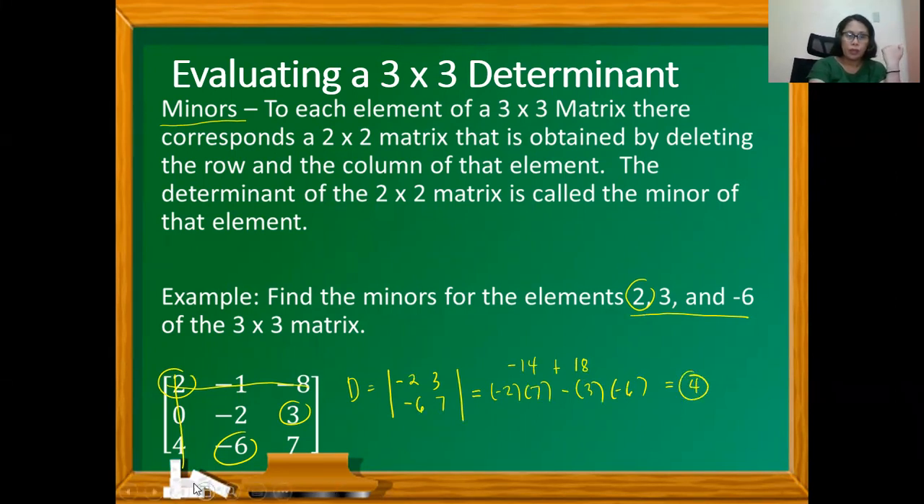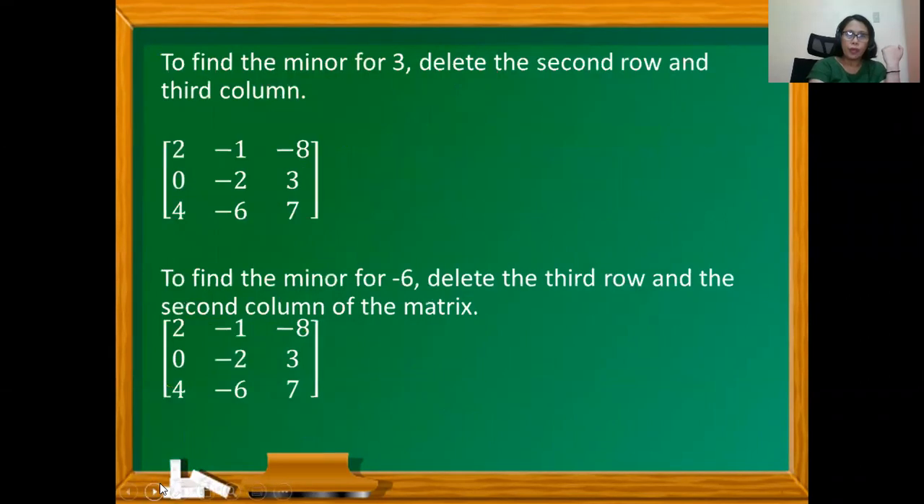Okay. Now, to find the minor for 3, we're going to delete the second row and the third column, since 3 belongs to the second row and the third column. And there remain 4 elements, which is actually a 2 by 2 matrix. And calculating the minor for element 3 is done by evaluating the determinant defined by this 2 by 2 matrix.